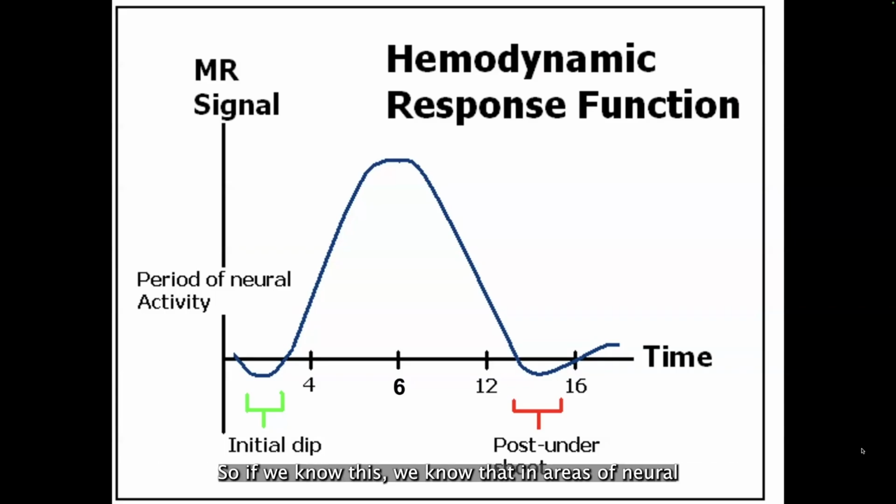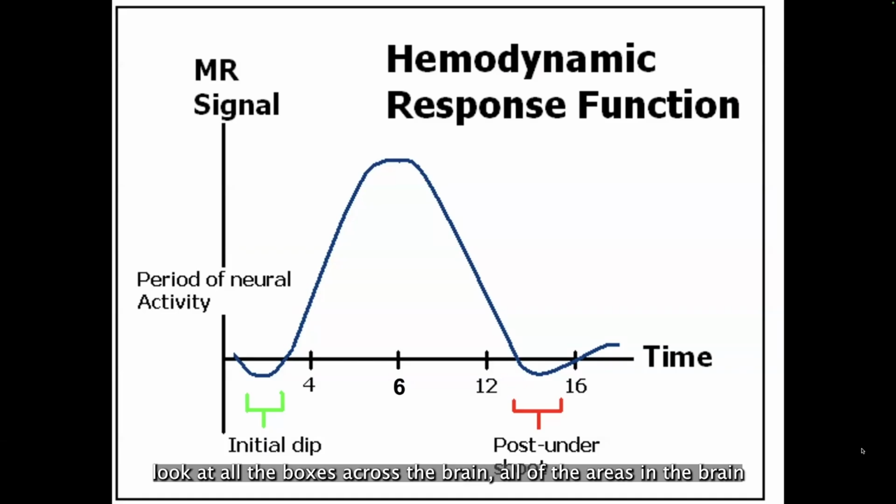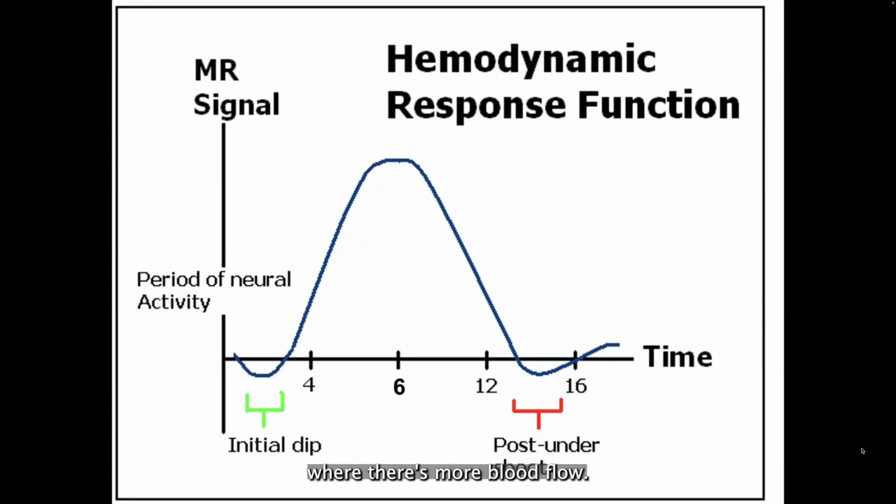So if we know this, we know that in areas of neural firing, we should get a blood response that looks something like this. We can look at all the voxels across the brain, all of the areas in the brain where there's more blood flow, and it should tell something about neural firing.